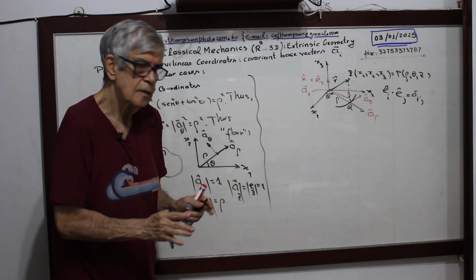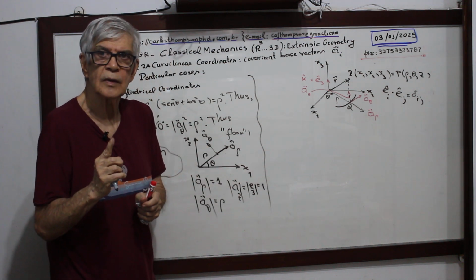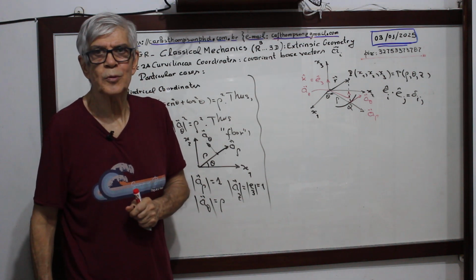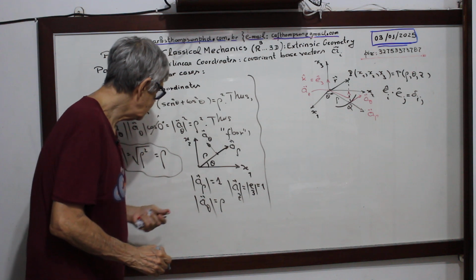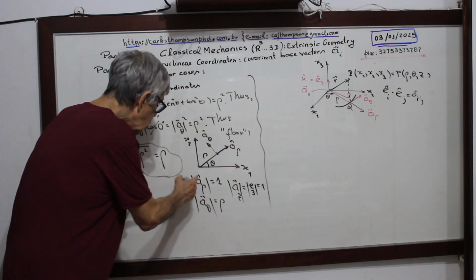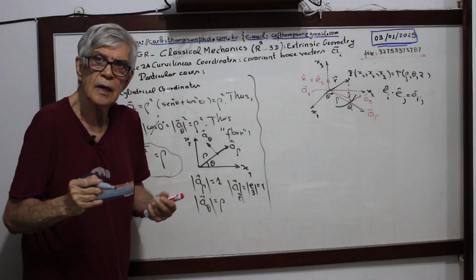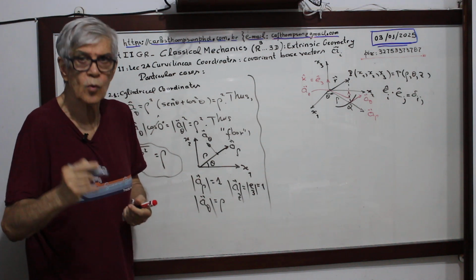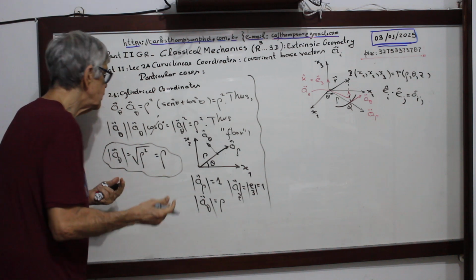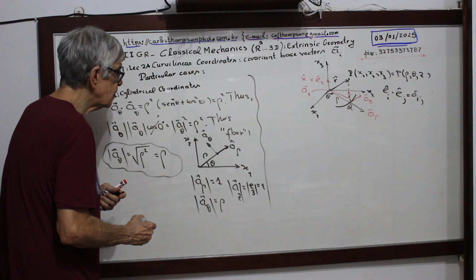Again, cylindrical coordinates, the bases, they are orthogonal, but it's not orthonormal. See? Because modulus of a rho is 1. Modulus of a z is also 1 because it's k or e3. Okay? But modulus of this is not.